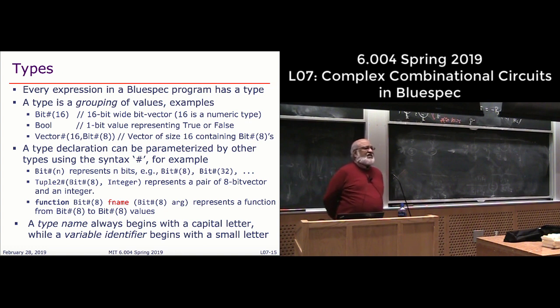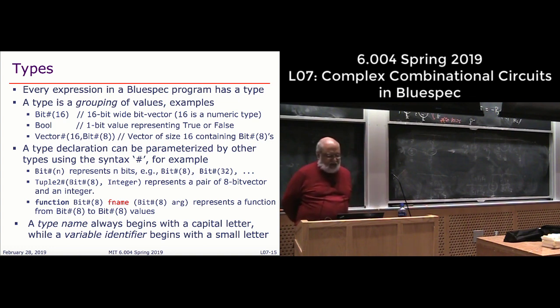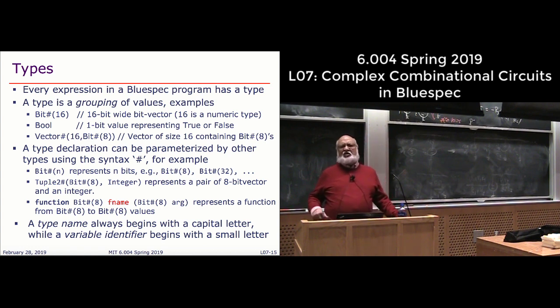When I write bit 16, it means any value that is represented as 16 bits; we'll give it the type bit 16. This is a 16-bit wide bit vector. Bool: when something has type bool, it's either true or false. It gets a little confusing because we almost always represent true as 1 and false as 0. You can think of it in terms of bits also, but bool type is different from bit type. These are different things.